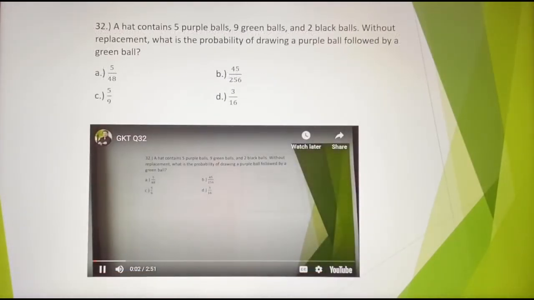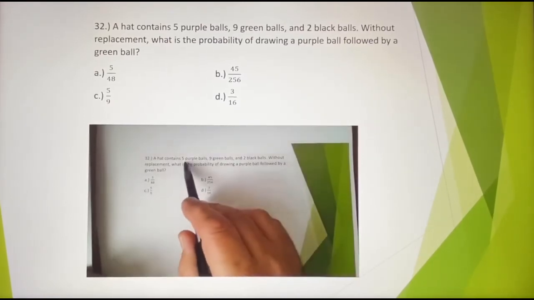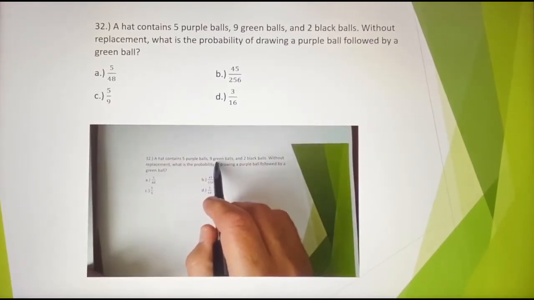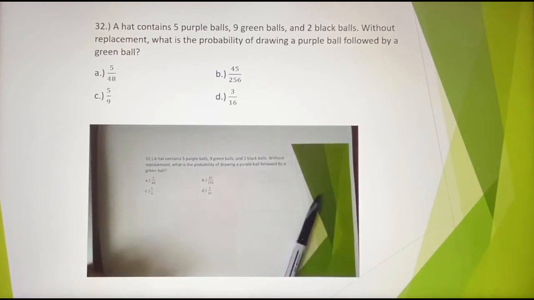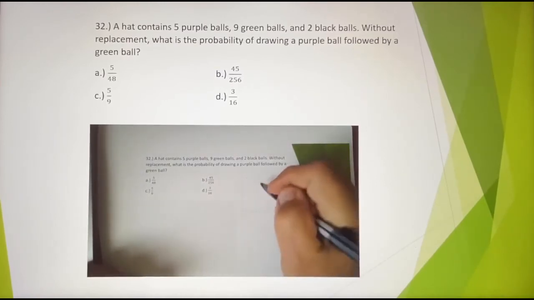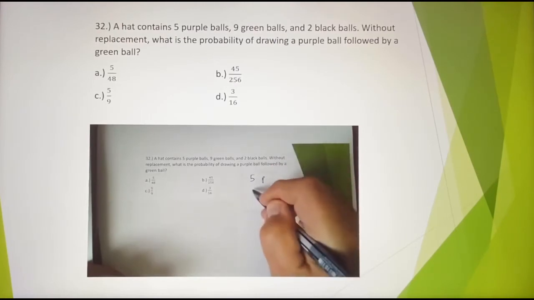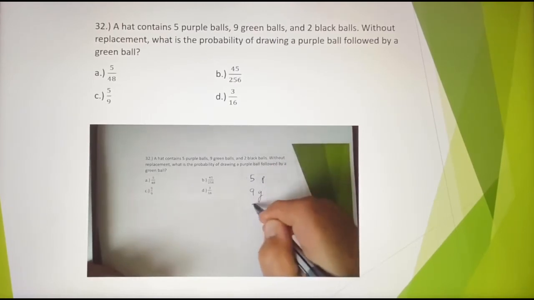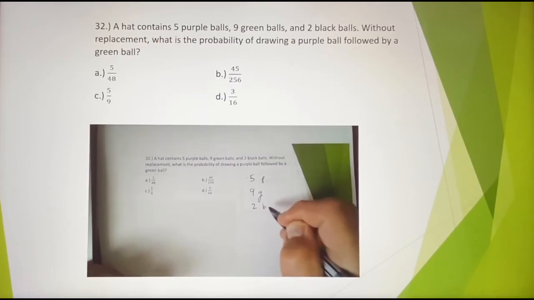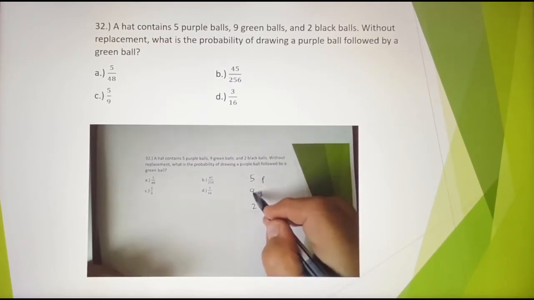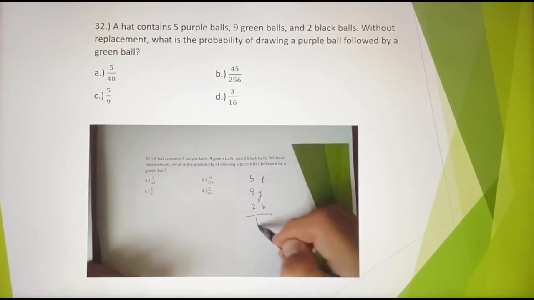In this problem, we're dealing with probability. We've got 5 purple balls, 9 green balls, and 2 black balls. The first thing I want to do is find out how many balls we have total. So there's 5 purple, 9 green, and 2 black, right? So that's 9, 14, 15, 16. So there's 16 total.